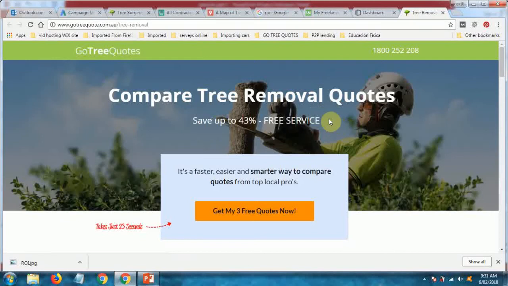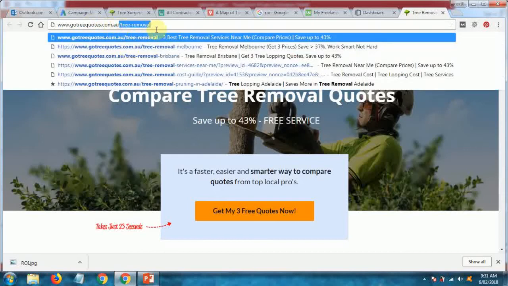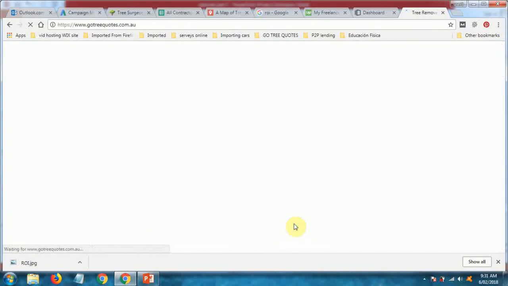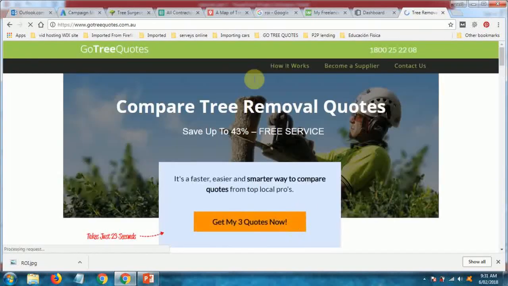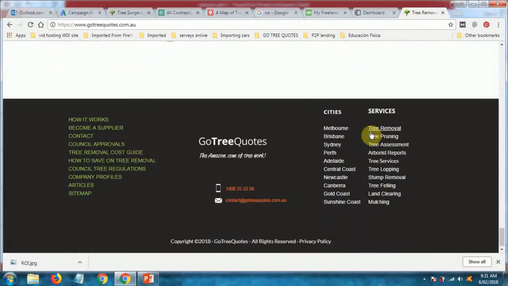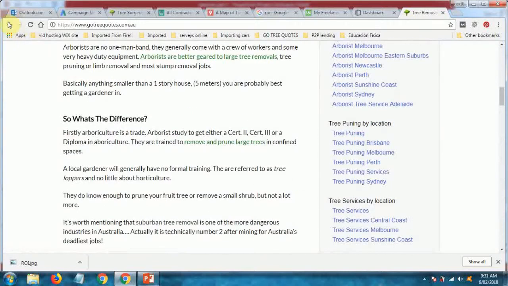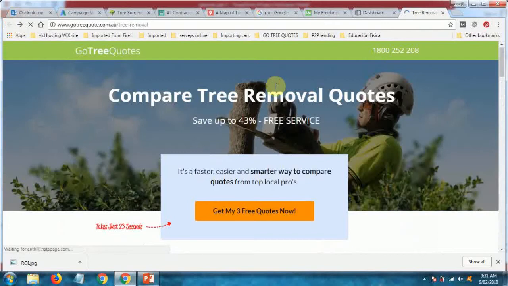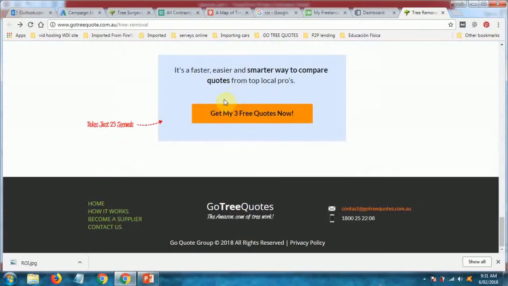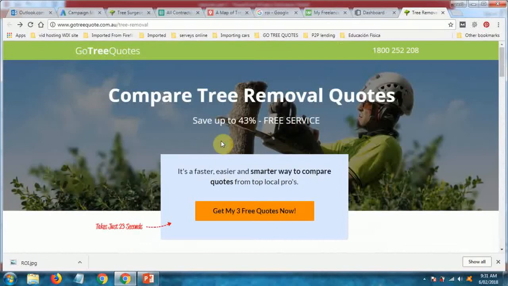Now, this looks like my website, but it's not gotreequotes.com.au. It's gotreequote without the S. If I was to put the S in front of it and take you to my actual website, you'll see the difference. So very similar, but you've got the bar at the top here, and I've got a lot more information on it. So if I go back, you'll see this one, my landing page, GoTreeQuote, which is a different domain, has a lot less information. This is what's called a squeeze page.